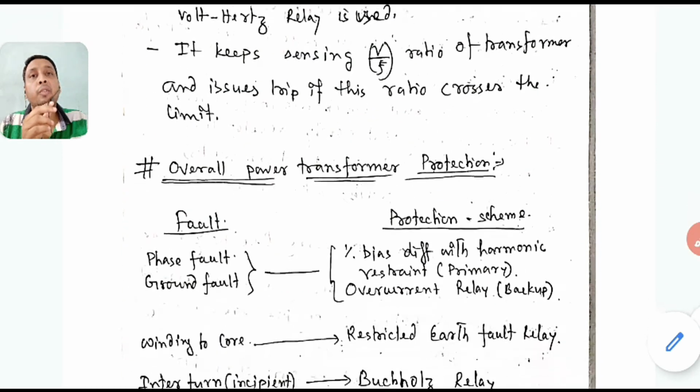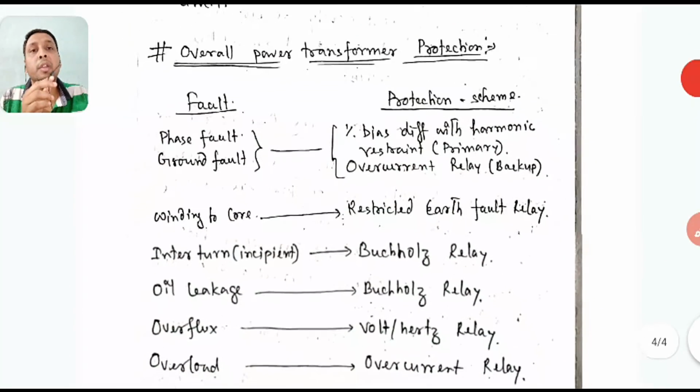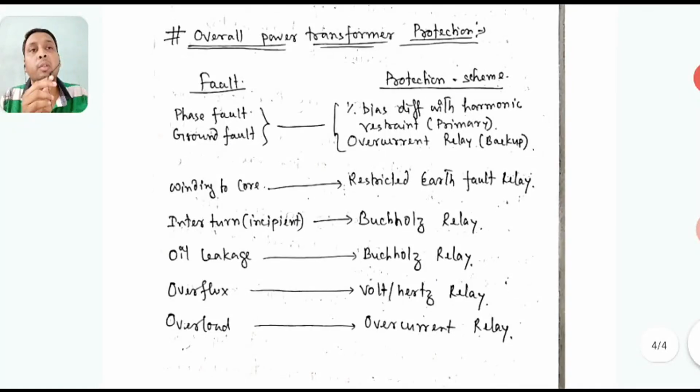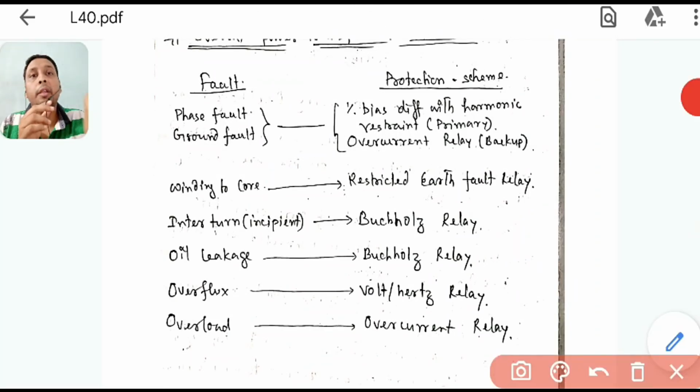In a nutshell, if we wrap up the entire transformer protection in a single snapshot, what are the faults and what are the protection schemes we have used? There are phase faults and ground faults, which are severe faults. Severe means instantly we take care of that.